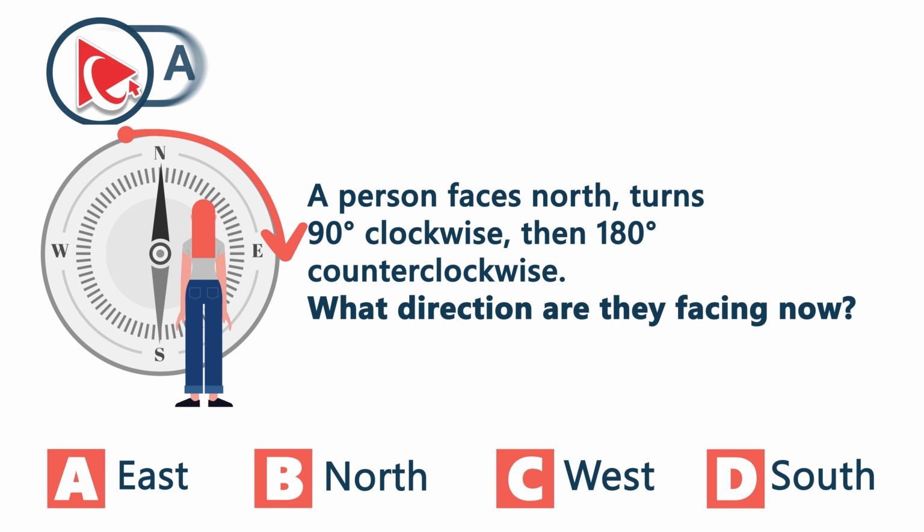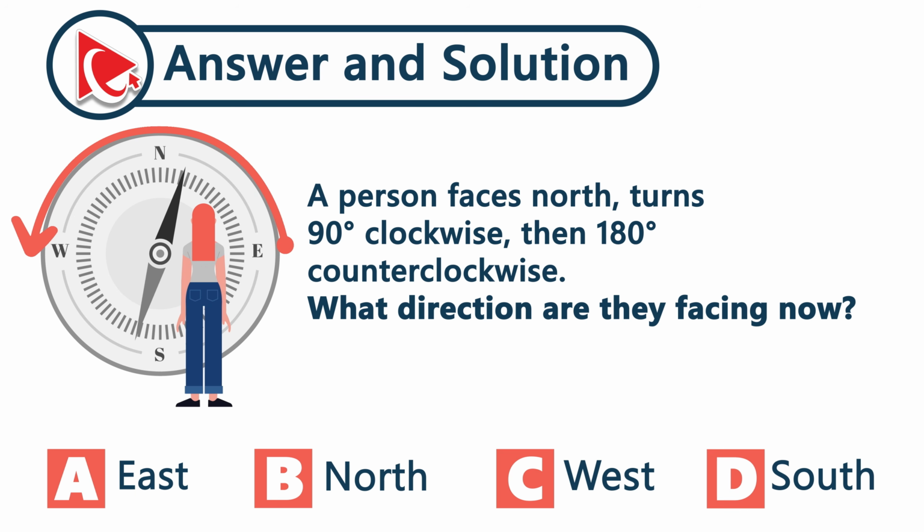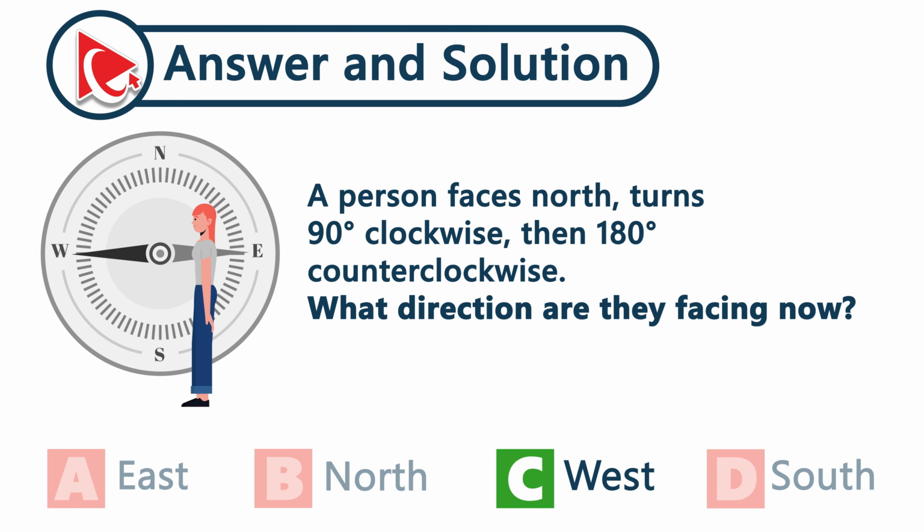A 90-degree clockwise turn takes the person to east, then a 180-degree counterclockwise turn from east, 90 degrees to north, 180 degrees to west, and the correct answer here is choice C, west.